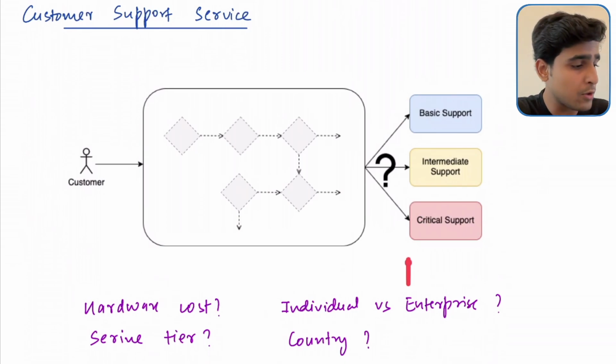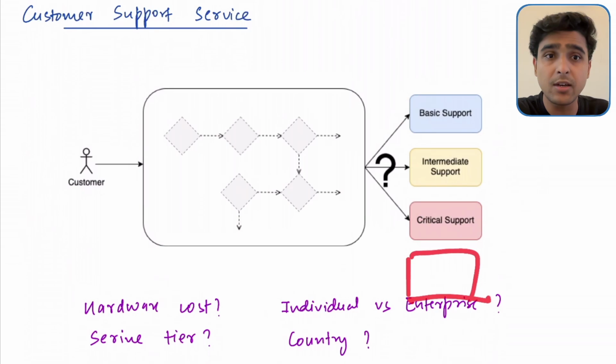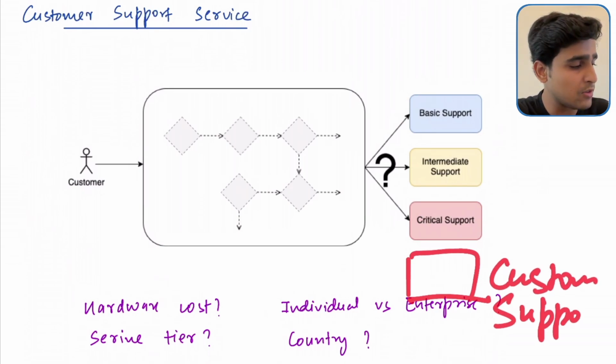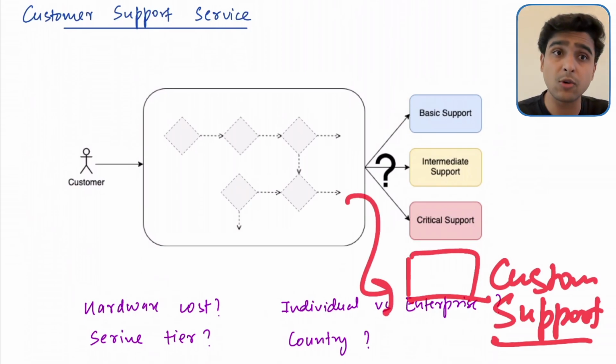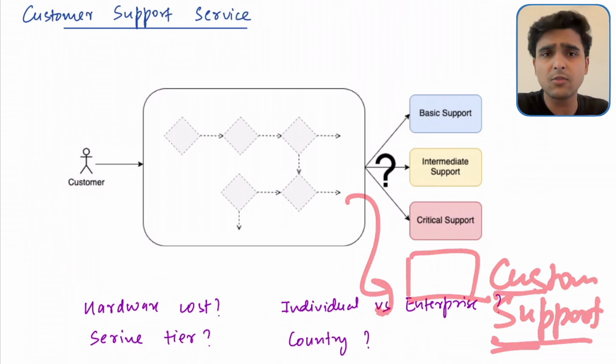For example, if you want to add a new type of support, maybe a custom support, which is like your best support service, you have to change all of your existing conditions to direct some set of requests to this custom support service. There might be a possibility that there could be some bug in your code which will not redirect some requests which are supposed to be redirected to the custom support service. So this is one of the examples.